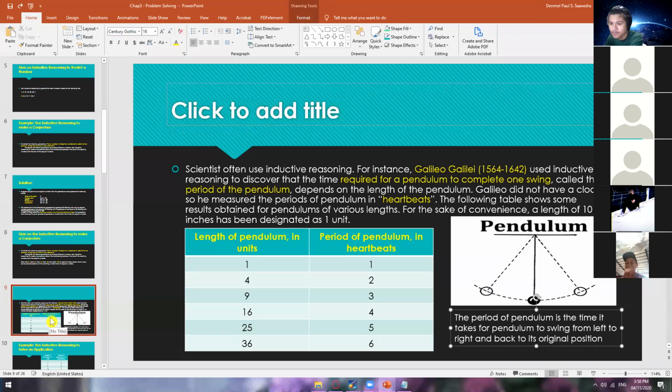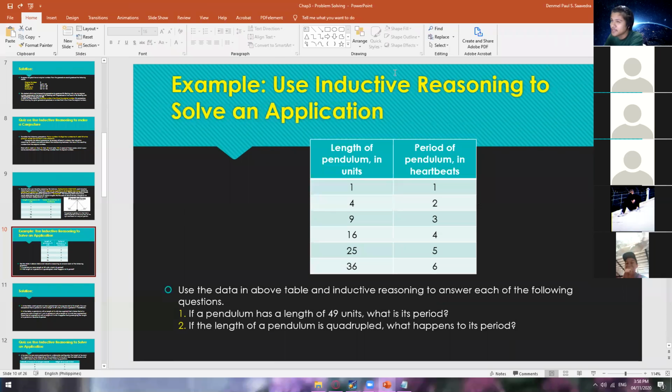All right, so let's have another example. Use inductive reasoning to solve an application. We have here the length of pendulums in units and the period of the pendulum in heartbeats. Answer this one.